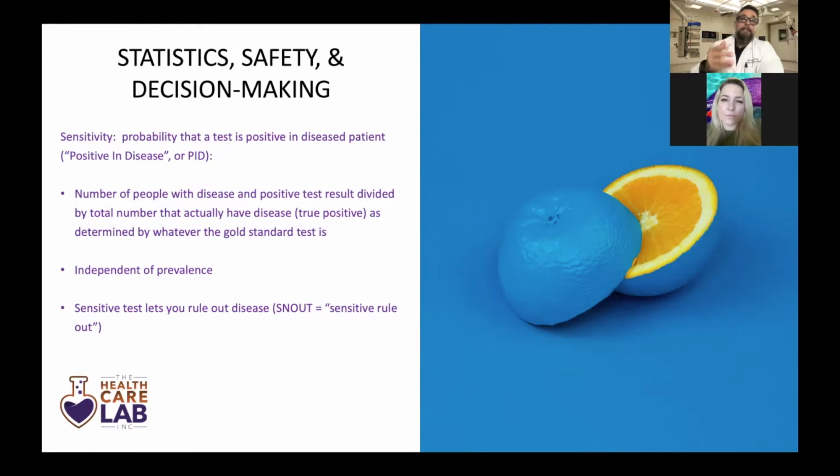Now, a very sensitive test rules out disease pretty easily. It's like the test is almost always ready to go off. Imagine a test that's just waiting to say, hey, they have the disease. If that test does not go off, then the patient is really not likely to have the disease, because even this test that was so primed to go off doesn't. So the old mnemonic there is SNOUT: a sensitive test is used to rule out disease, because it's always ready to sense disease.